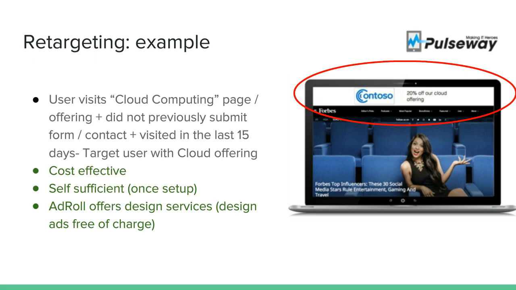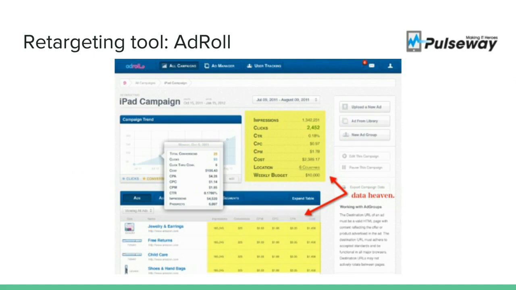A lot of MSPs are not using this tool, which is a great way to bring back the leads you've just wasted from your campaign by them not converting. It just closes that loop. It's very cost effective, not expensive, and self-sufficient. Once you set it up, you don't have to maintain it. You serve those ads and you target the people. The product here, for example, is called AdRoll, and it even offers design services to design ads free of charge for you. Some data that you get with it, people that come back into it.